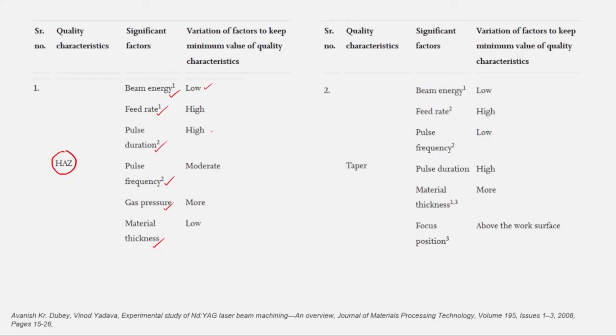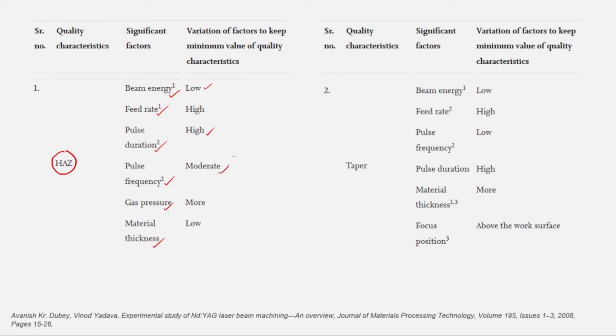Feed rate, that is the interaction time, can be reduced by having higher scan speeds or higher feed rates, so that the interaction time would be low and the HAZ would be low. Pulse duration can be high. If the duration of the pulse is high, then the density would be low and the heat affected zone may be low.